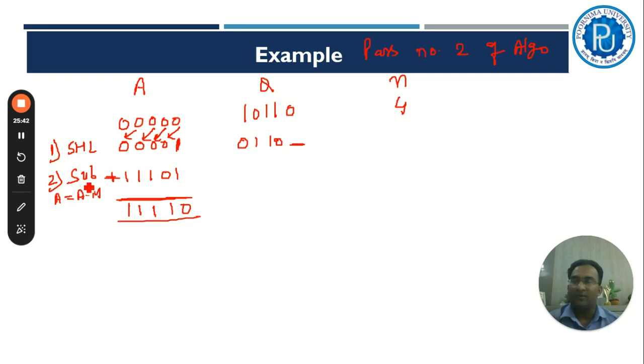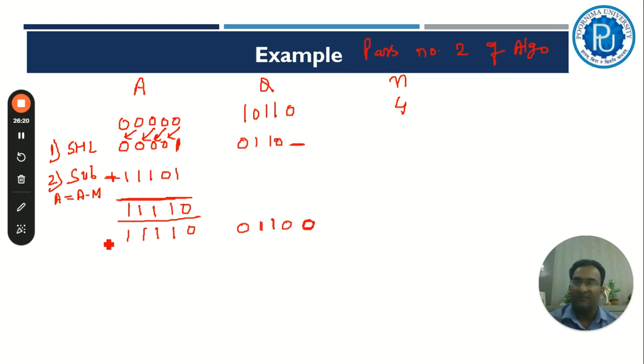Then we are going to subtract the value of M from the accumulator, basically with the help of the 2's complement method. That's why we are adding minus M to the accumulator. After doing this subtraction, we got 1, 1, 1, 1, 0 in the accumulator. So again, as the MSB of the accumulator is 1, the value of Q0 is going to be 0.